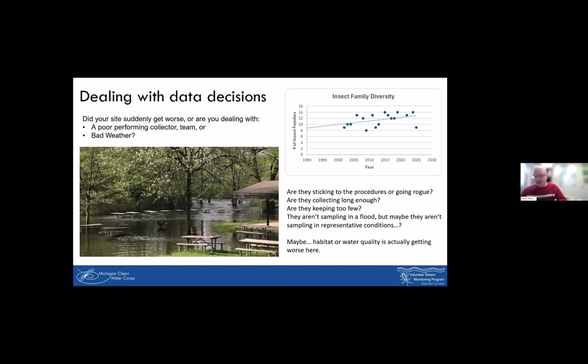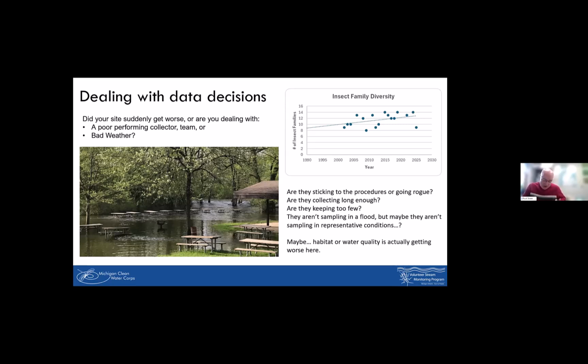Is this a weather situation? Were your volunteers sampling in a creek like this? This is the Huron River in the spring sometimes, and the picnic tables here are in a grassy lawn. So you would not be sending people here to sample a macroinvertebrate community, and they're pulling out earthworms in their sample instead of the aquatic insects. So when things get this extreme, you pretty much know about it. This is kind of an extreme example.